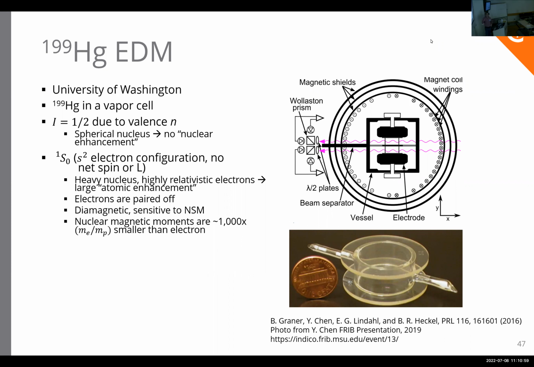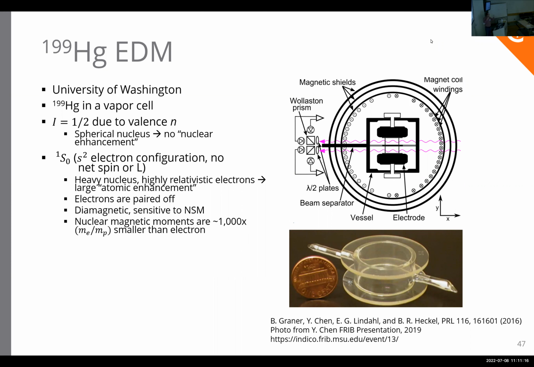So it's a diamagnetic atom. That's one of the reasons why you can just use it in a vapor. So it's in a vapor cell, constantly bumping into other things, bumping into other mercury atoms. They fill it with some inert gases for some technical reason. So these things are constantly bumping into things.